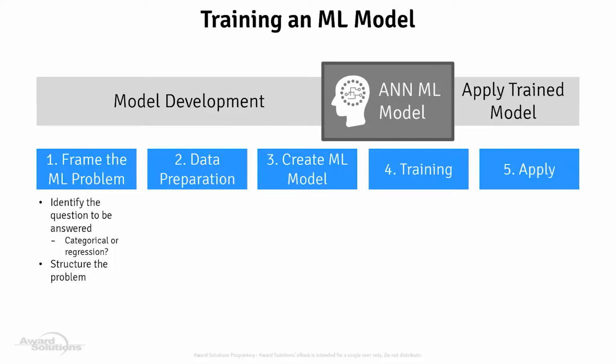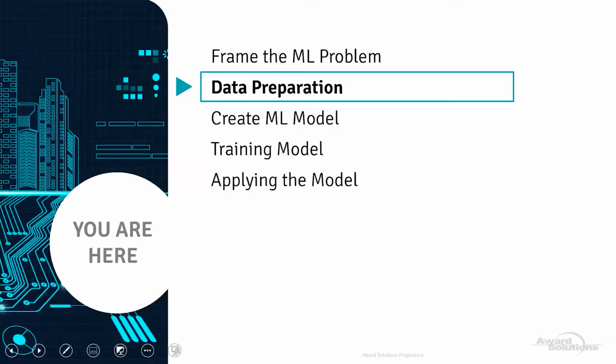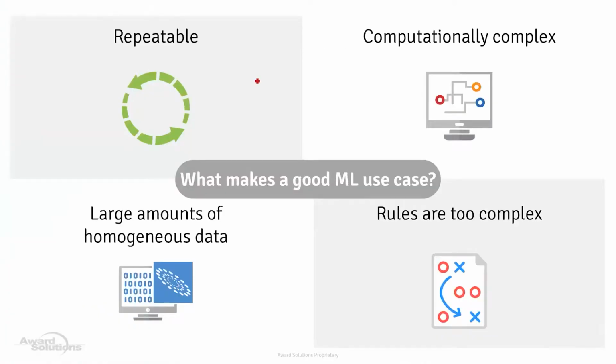We need to make sure that we have the right type of data. So let's look at what it means to frame a problem. So what makes a good ML use case? It needs to be something that is repeatable. If it's something that you're doing just one time, that doesn't really help us. It needs to be something that we want to do over and over and over again.